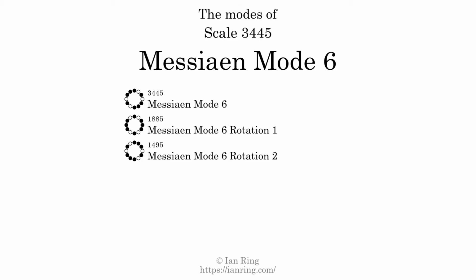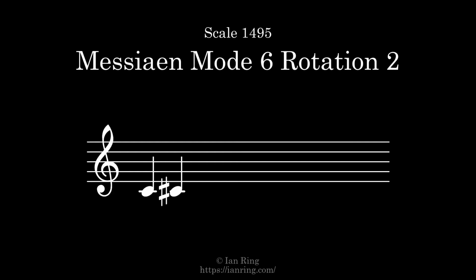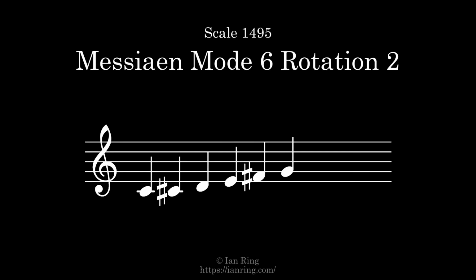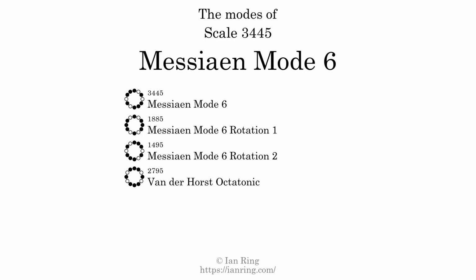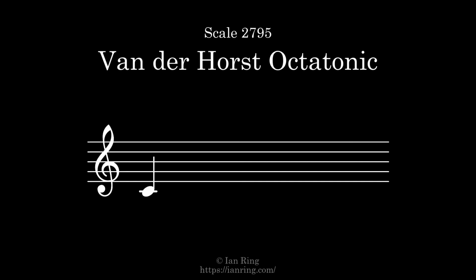The third mode is scale 1495, also known as Messiaen Mode 6 Rotation 2. It sounds like this. The fourth and last mode is scale 2795, also known as Van der Horst octatonic. It sounds like this.